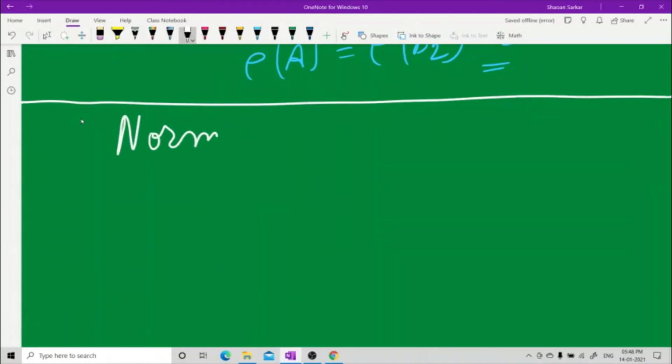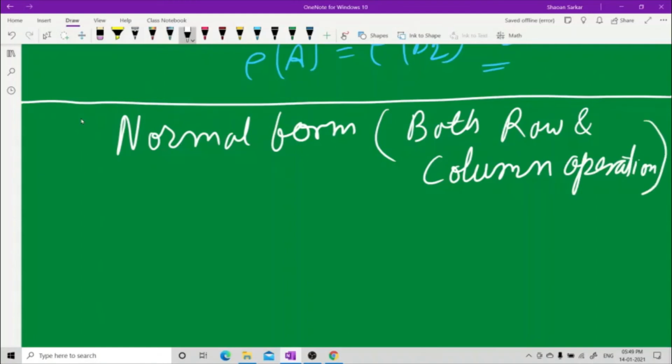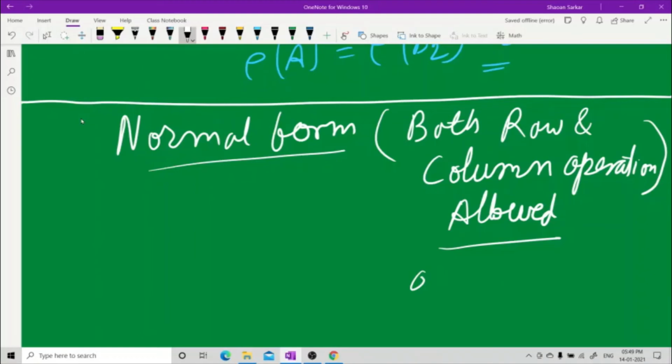Let me write down normal form. Both row and column operations are allowed, only in normal form, no other form. Only here I'm telling you. Otherwise you will only use row operations. No column operations are allowed.